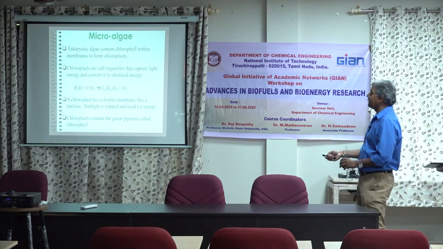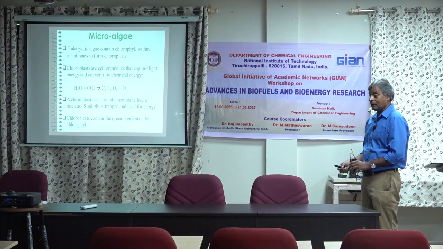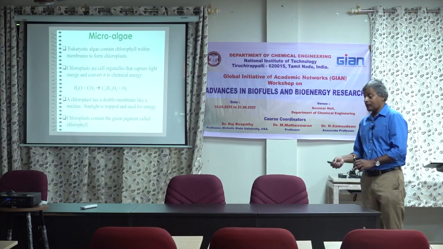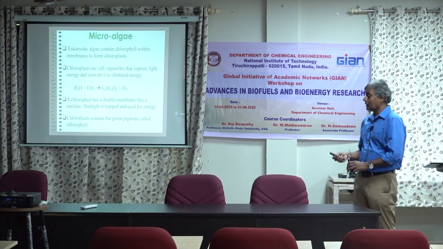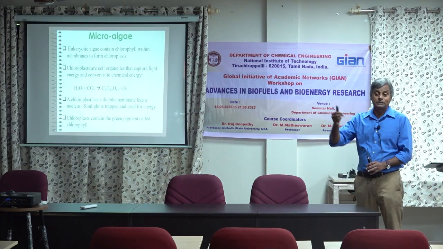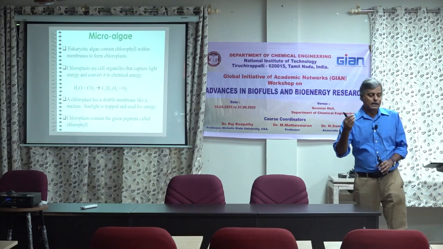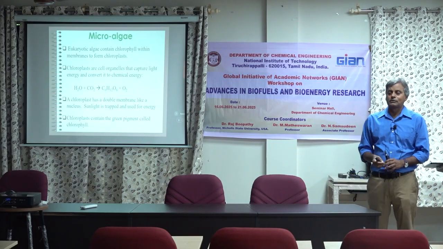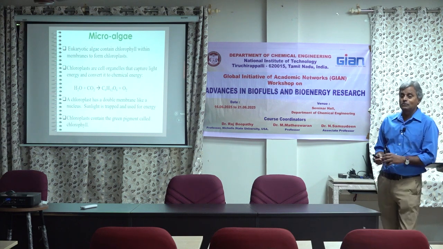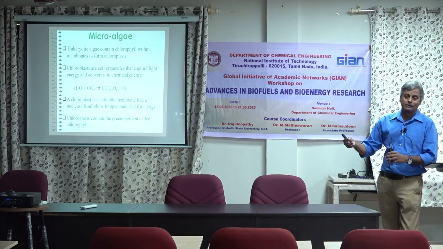Chloroplast has a double membrane like structure, like the nucleus. Sunlight is trapped and used for energy. Chloroplast contains this green pigment called chlorophyll. There are a lot of different types of chlorophyll. Different algae have these different types of chlorophyll. There are two pathways called electron capture, photosystem 1 and 2, and the major difference is that one is electron capture and use, 2 is electron is recycled, okay? Capture and then recycle back into the process.